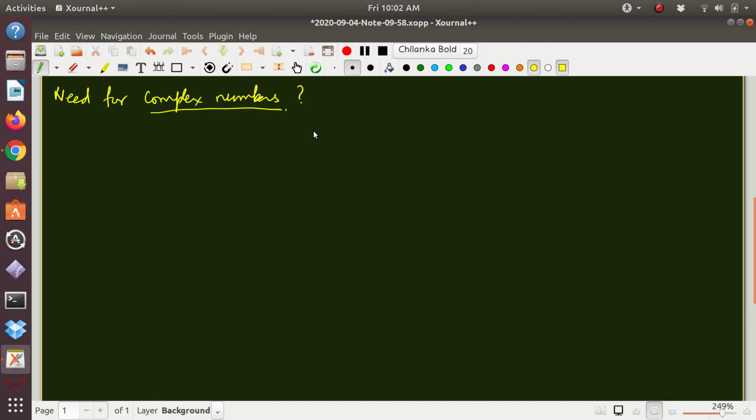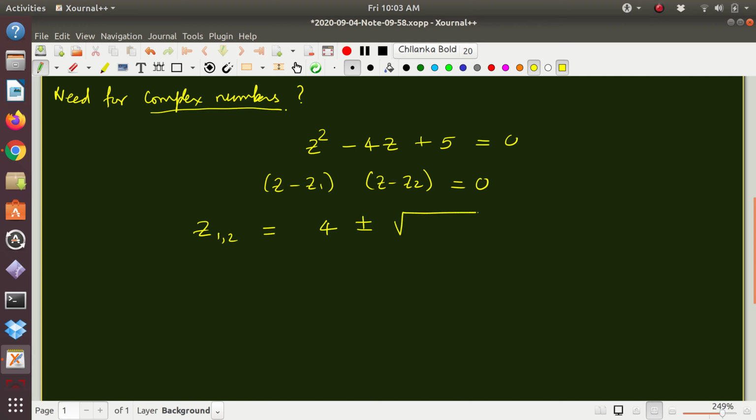Let's consider simple quadratic equations like this. For example, z squared minus 4z plus 5 equals 0. Let's say this is a quadratic equation that you want to solve. Of course, you can factorize it and write it as (z minus z1) times (z minus z2) is 0, where z1, 2, the two roots, are given by the quadratic formula, which is 4 plus or minus square root of b squared minus 4ac, that is 16 minus 20, upon 2a, which is 2, and you will find that this is nothing but 2 plus or minus square root of minus 4 upon 2.